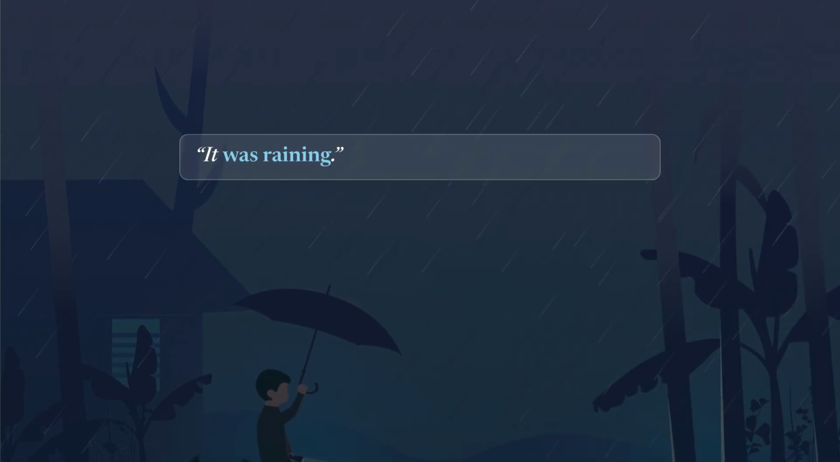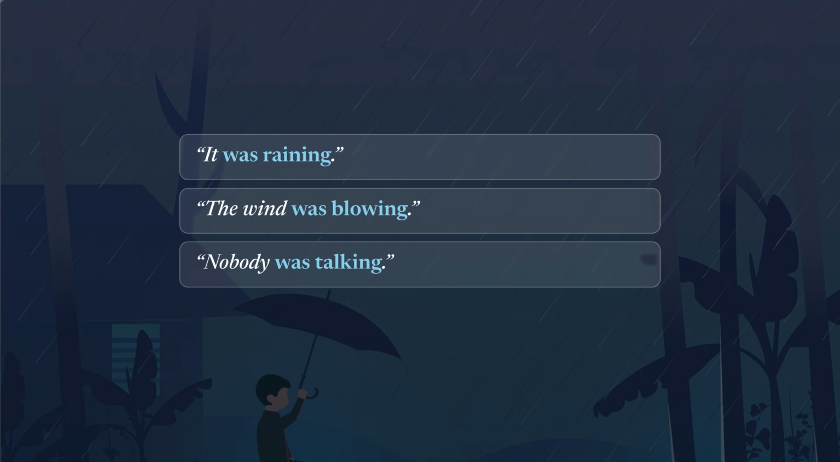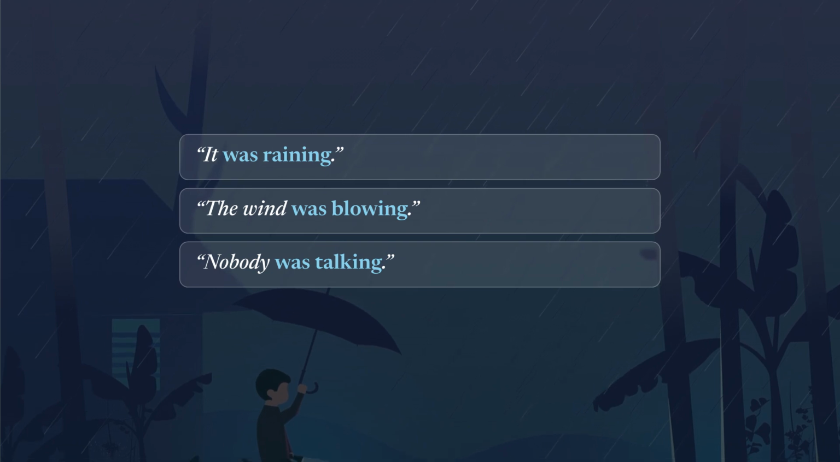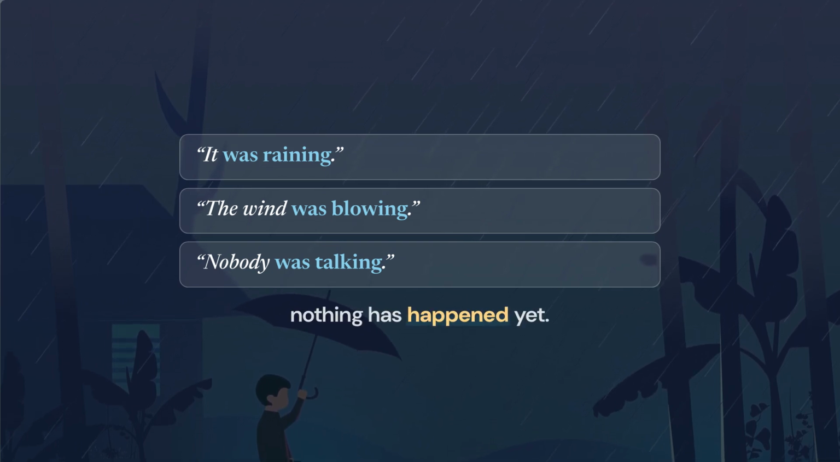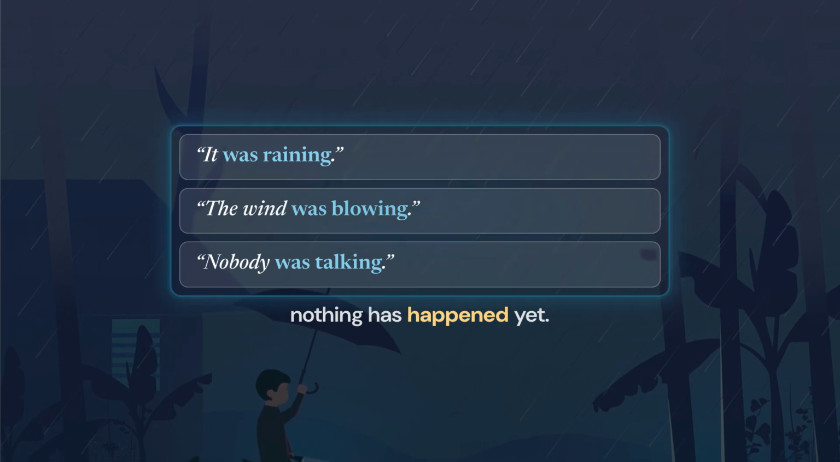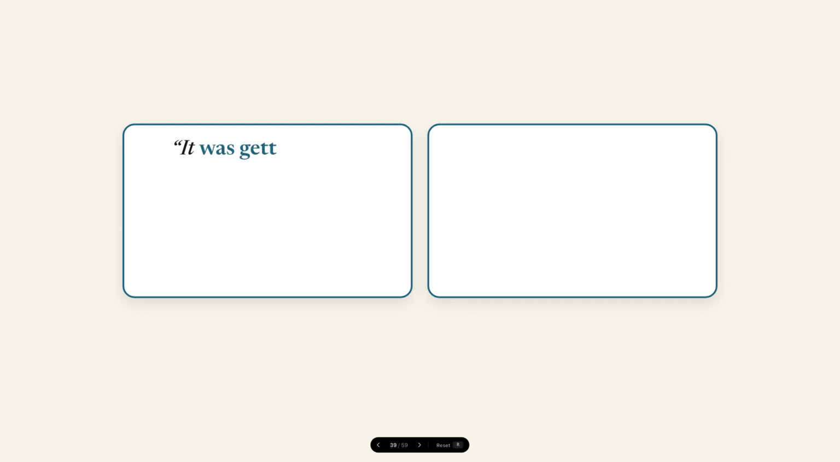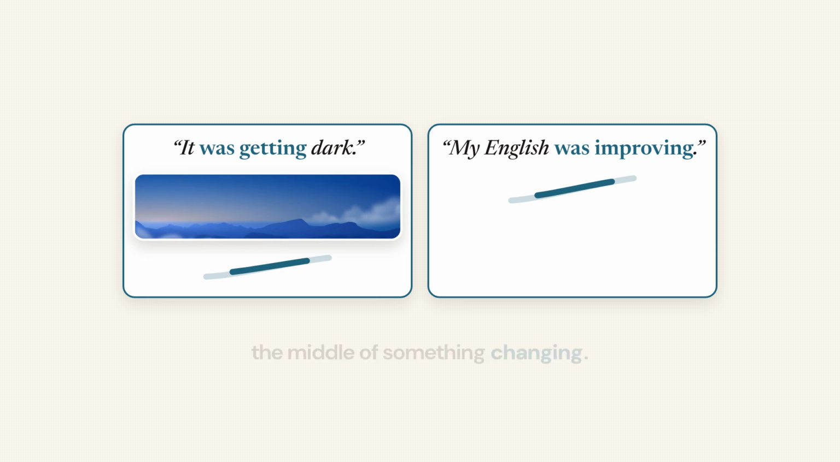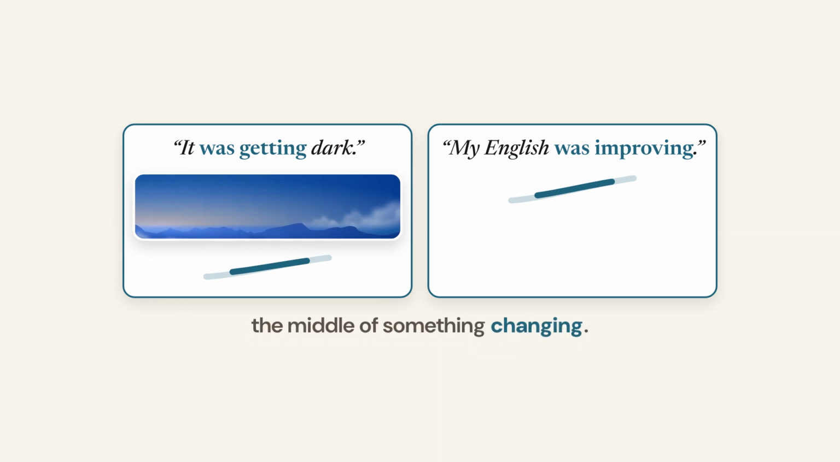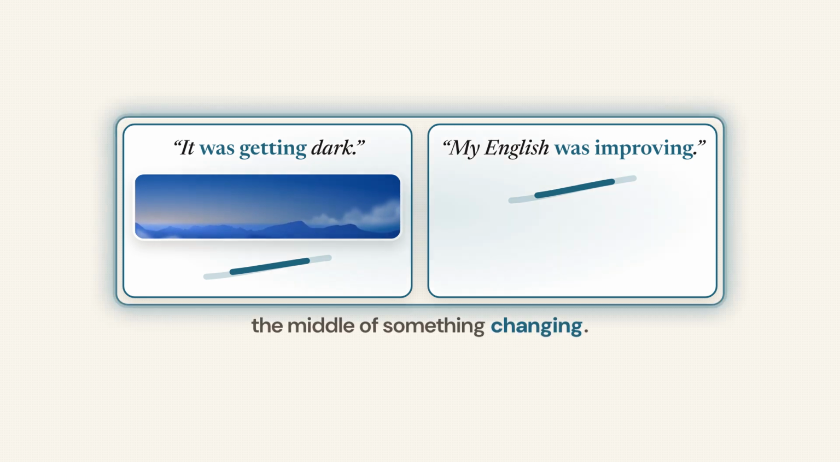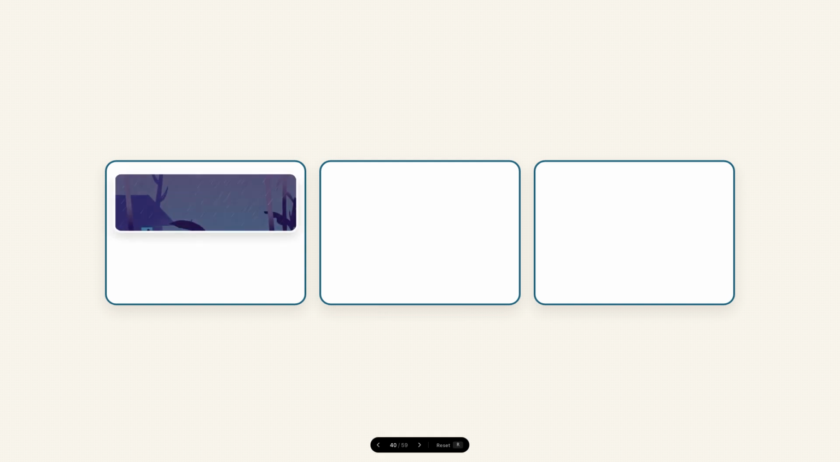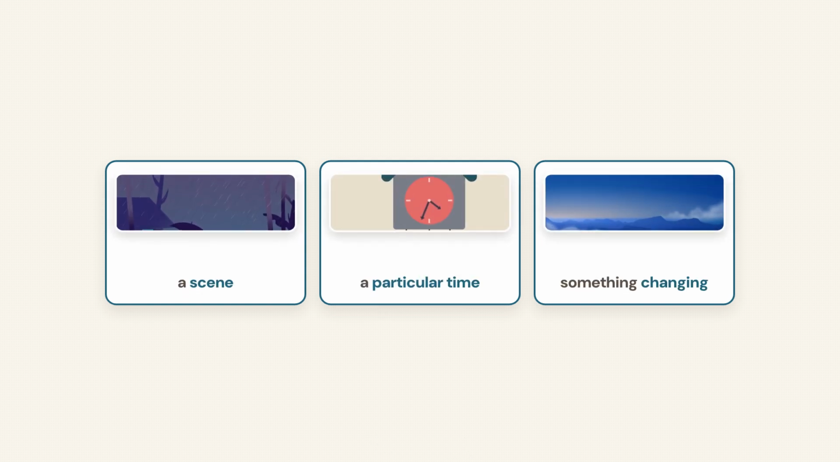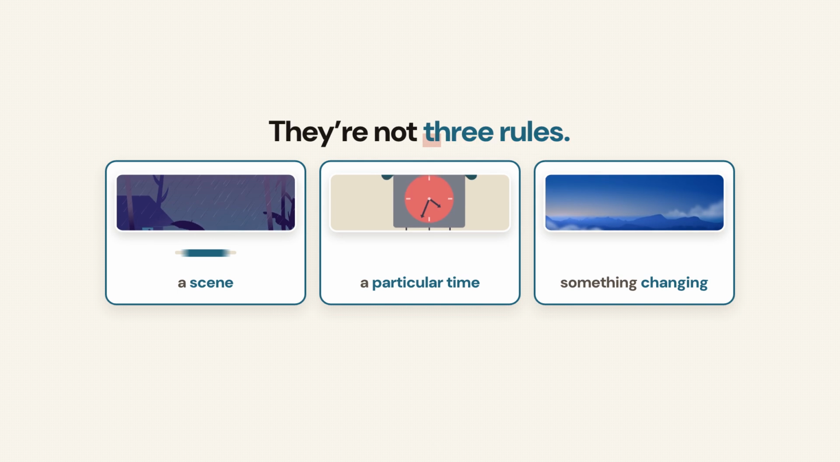It was raining, the wind was blowing, nobody was talking. That's the first one, describing a scene. Nothing has happened yet. I'm painting the picture and then the story starts. It was getting dark. My English was improving. Also a scene, the middle of something changing with no start and no finish. Those look like three separate rules. They're not. Every single one is the middle of something.